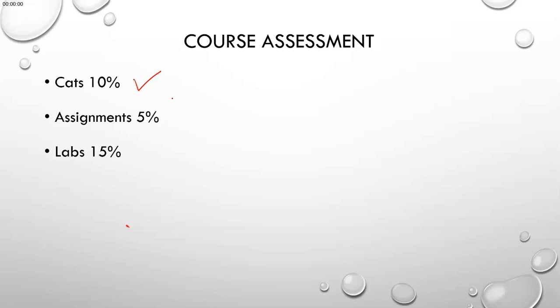So we now talk about the course assessment, and the course assessment states that this course is evaluated as follows: continuous assessment tests and assignments carry 10%, in which case CATs take 10%, assignments take 5%, the labs will carry a higher weight of 15%, and the final exam will take 70%, and that totals up to 100%.